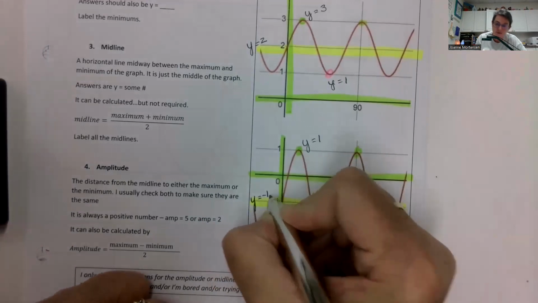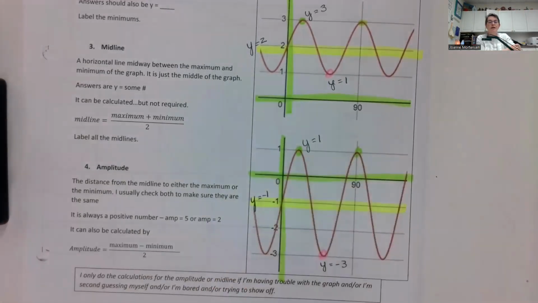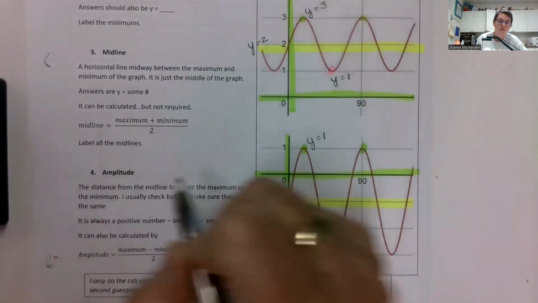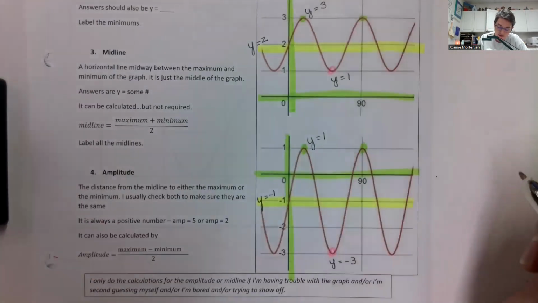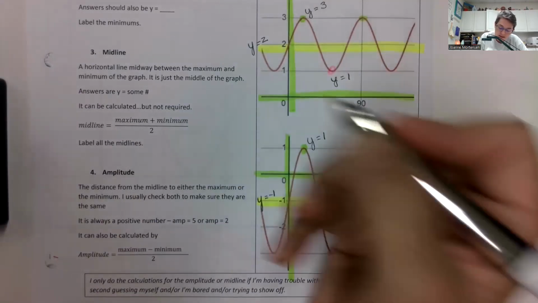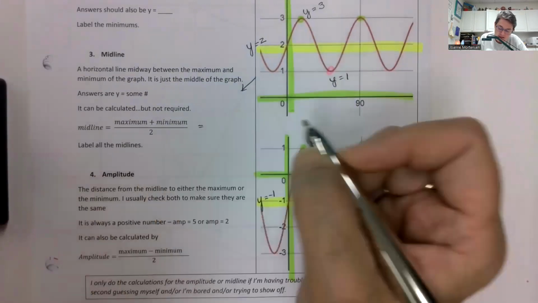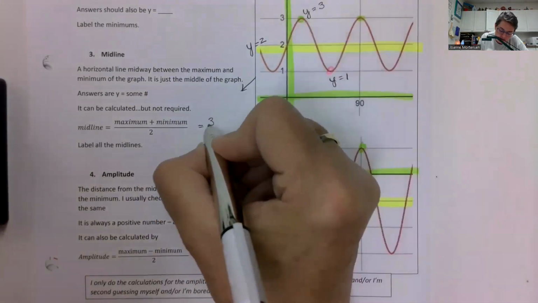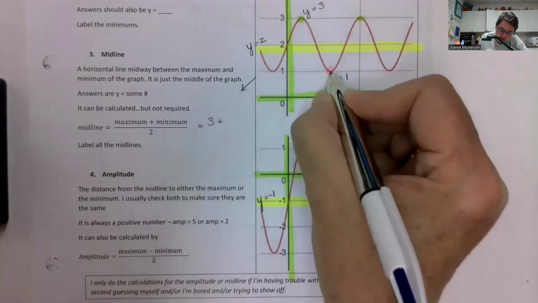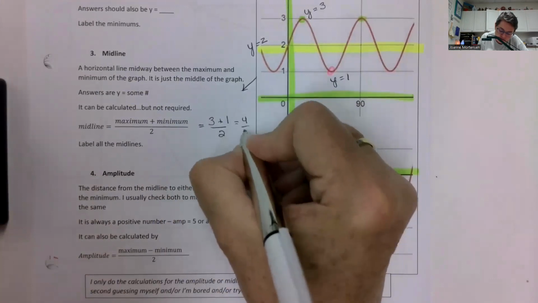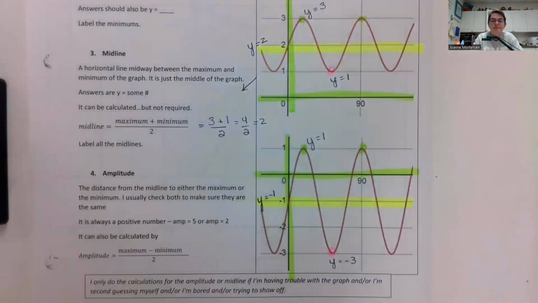Y is equal to -1. Okay, so you can actually use a formula to find the midline. Let's do this one. So my midline is going to be my maximum, which is 3, plus my minimum, which is 1, over 2. It's going to give me 4 over 2, which is 2. It's there, you can use it.